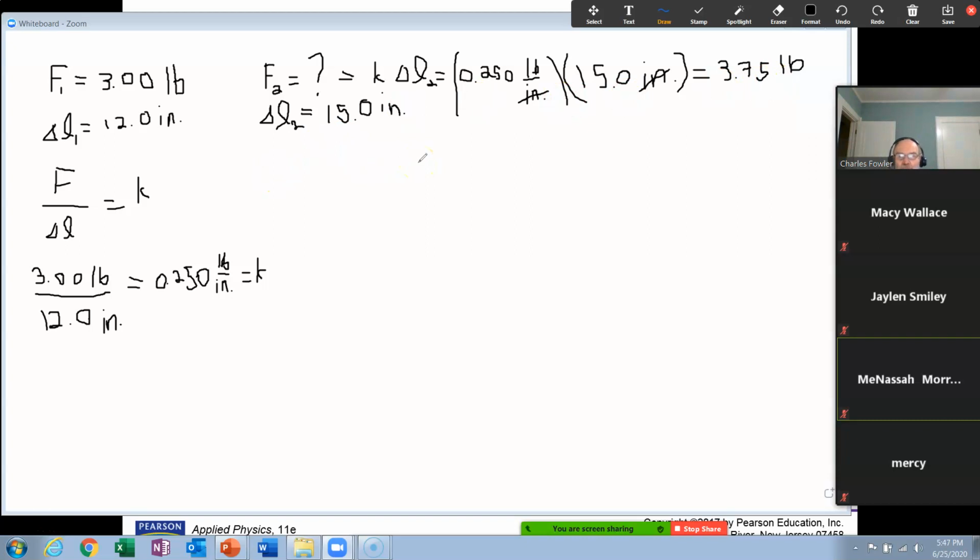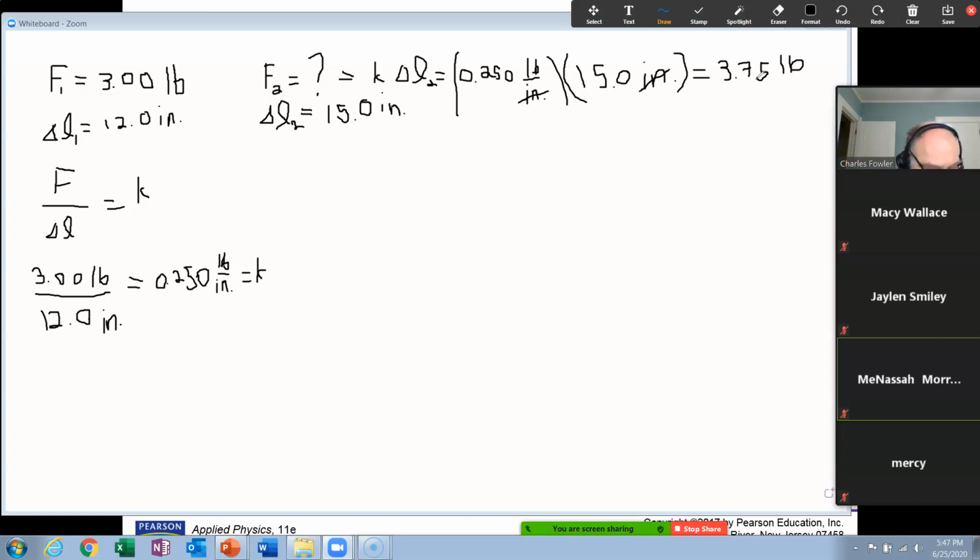Now, always a good idea with a problem like this, go back and see, does this answer make sense? So 3 pounds stretched it 12 inches, does it make sense to stretch 15 inches? You're going to need a little bit more weight. And 3.75 is just a little more weight. So yeah, that makes good sense. 3/4 of a pound more to stretch it that extra 3 inches. And let's see how the book did. Yes, they got it right too. 3.75 pounds.